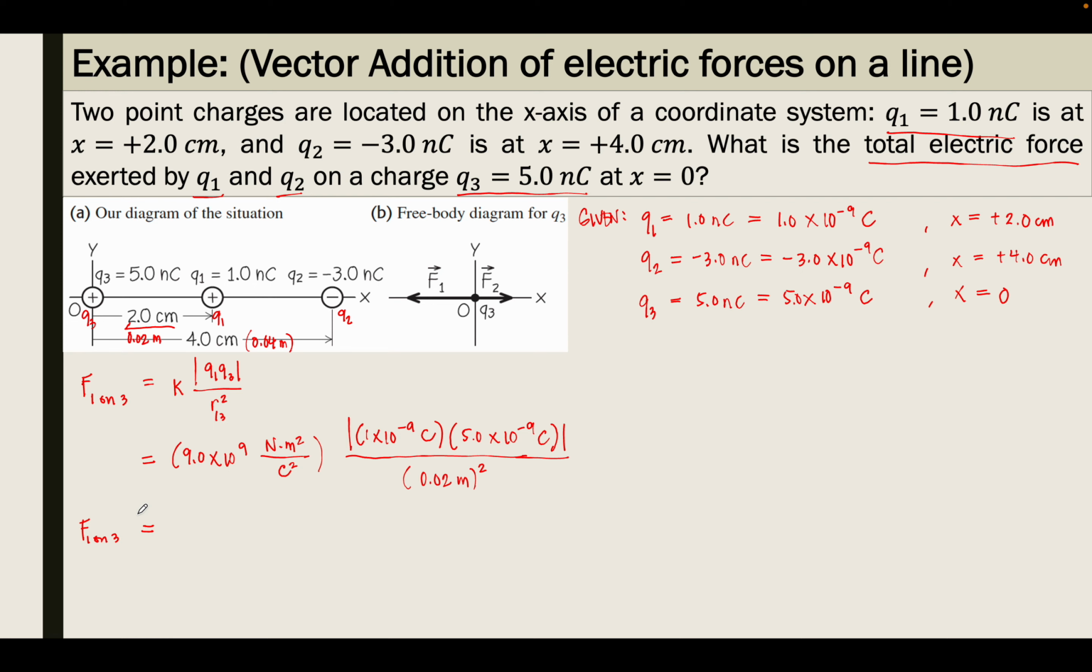So it is equal to 1.125. If you have calculators, you can try calculating this and see if we arrive at the same answer. So 1.125 times 10 to the power of negative 4 newton. This is the force that Q1 exerts on Q3. Okay, so let's try solving. I will put this here.